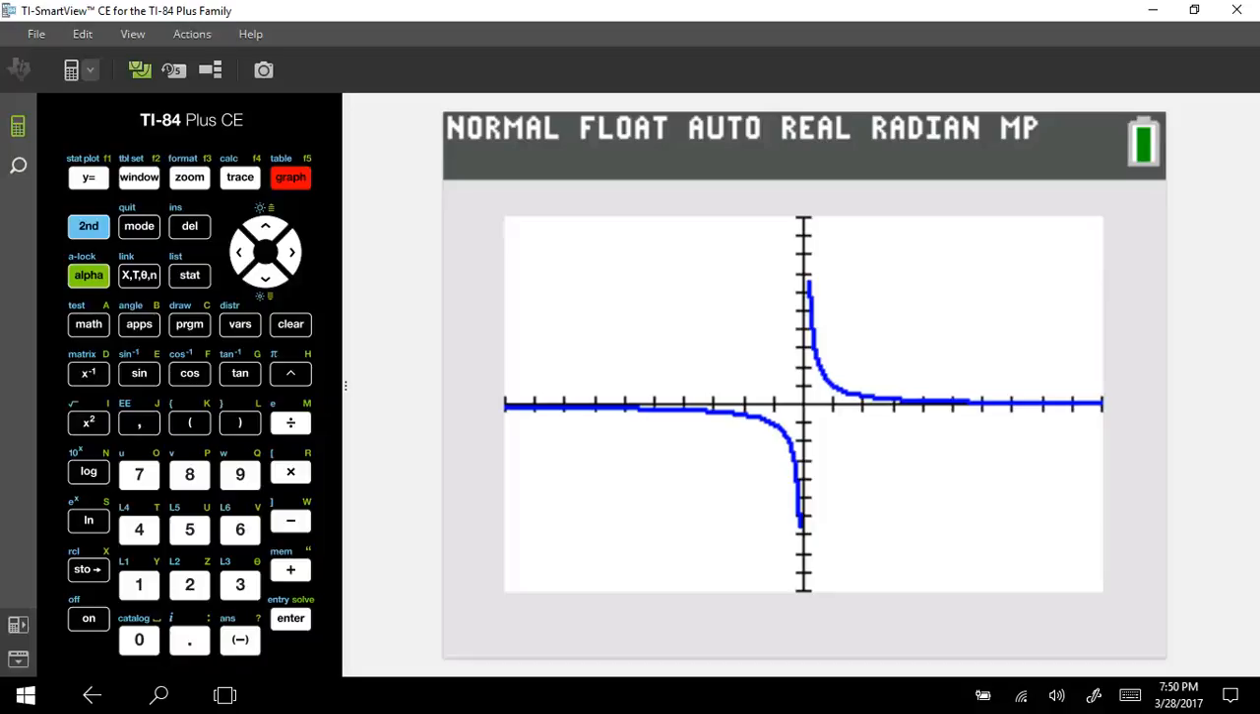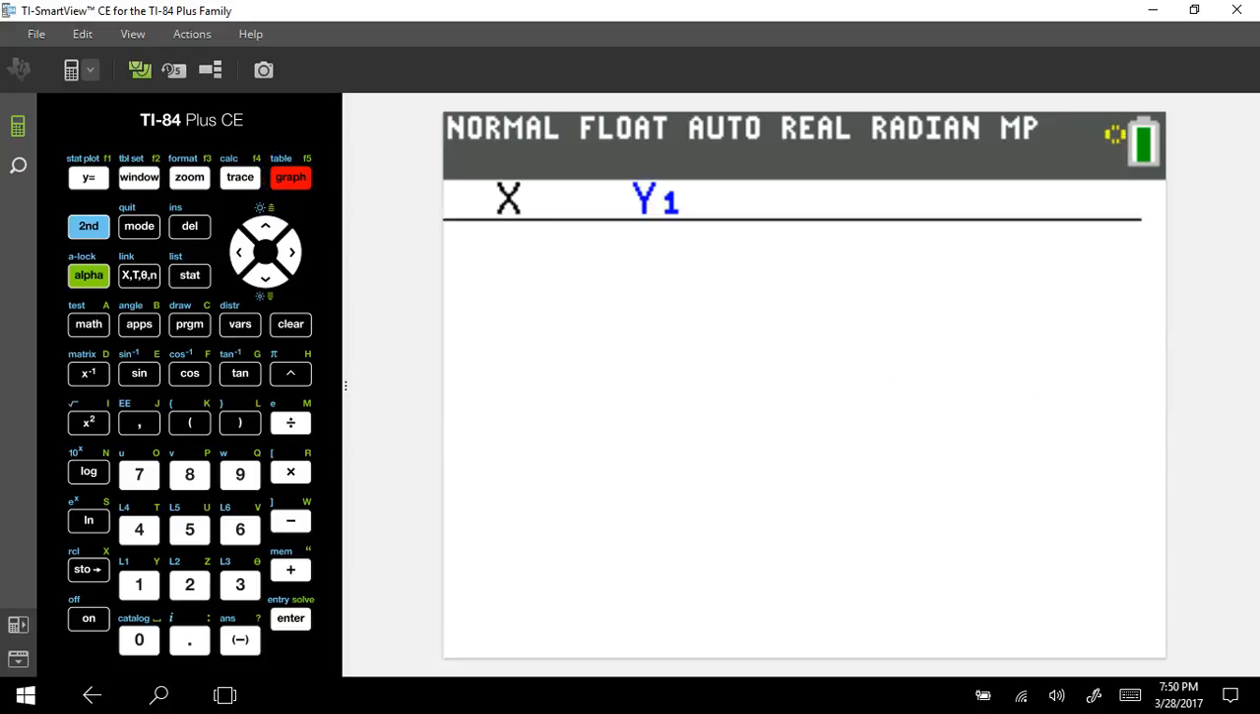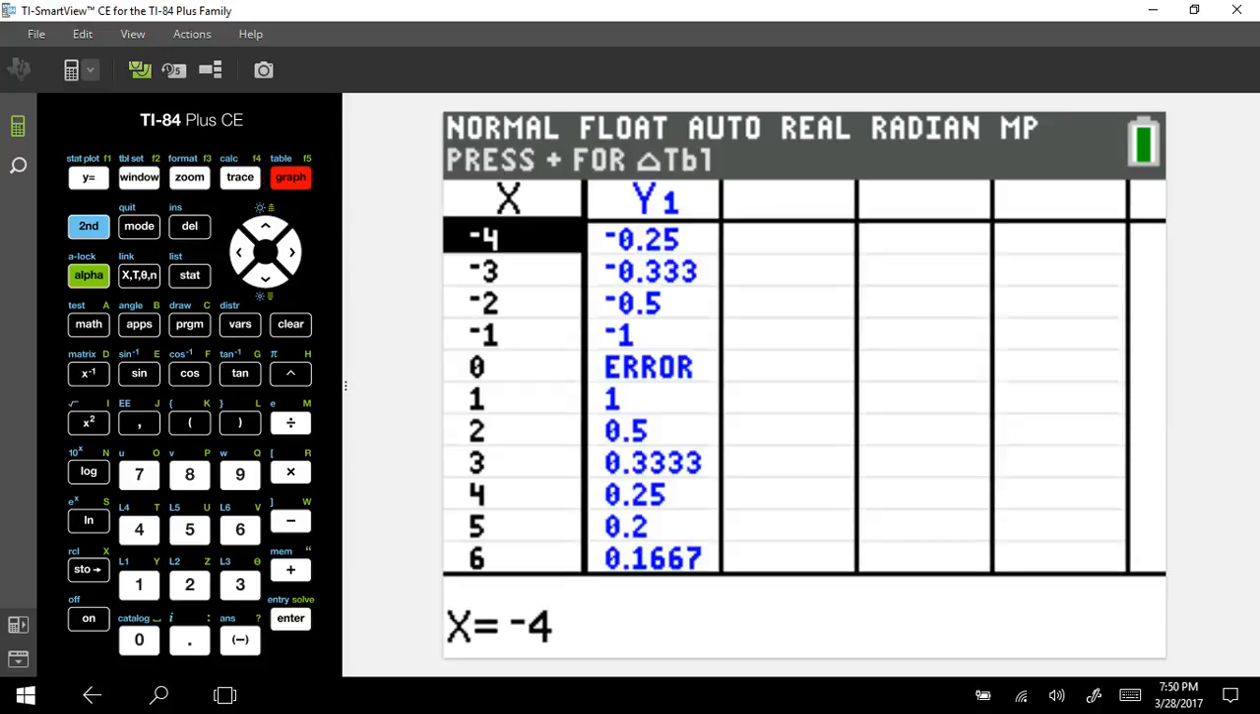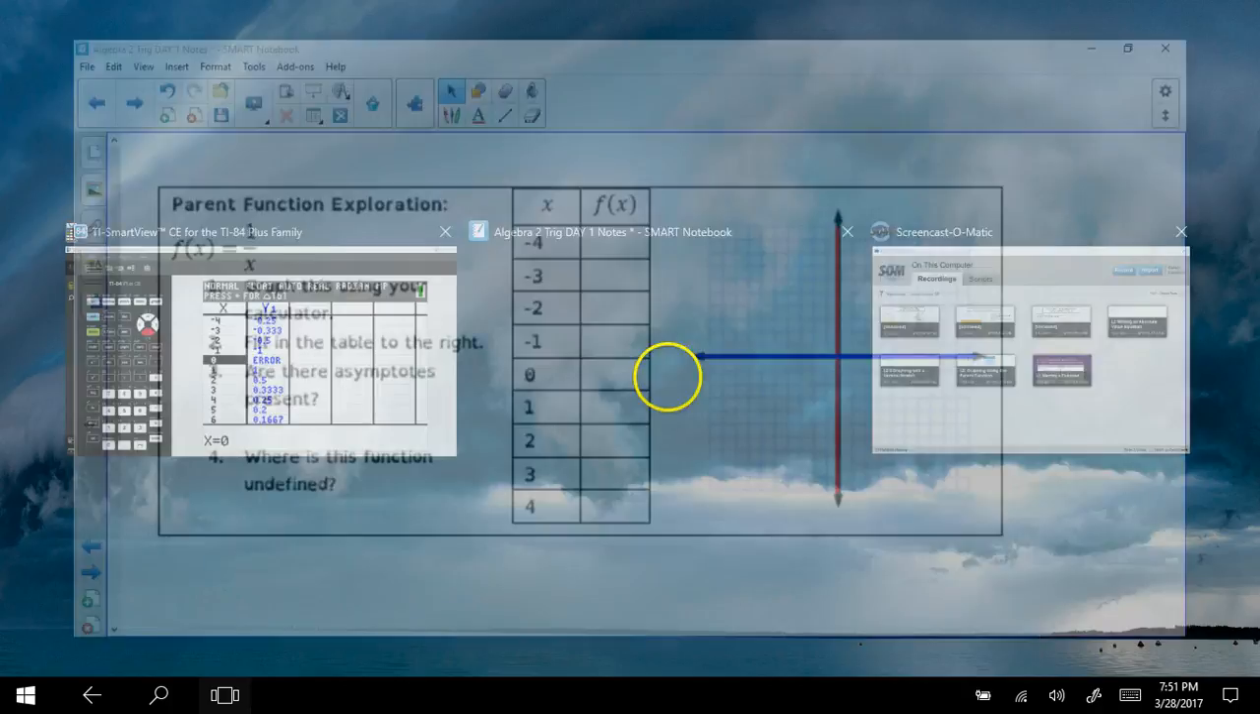So let's do second and then graph to get the table up. And you can actually go ahead and copy the input and the output. So go ahead and copy the x and the y. Okay. And then you can see when we get down to 0 here, for the y, it gives you this error. Alright, so you can graph that in your own calculator. So I'm going to go back to here.